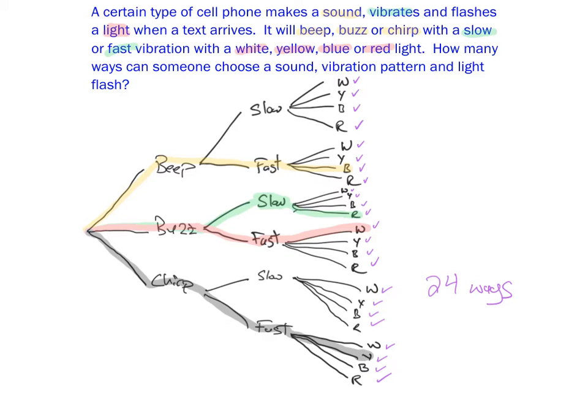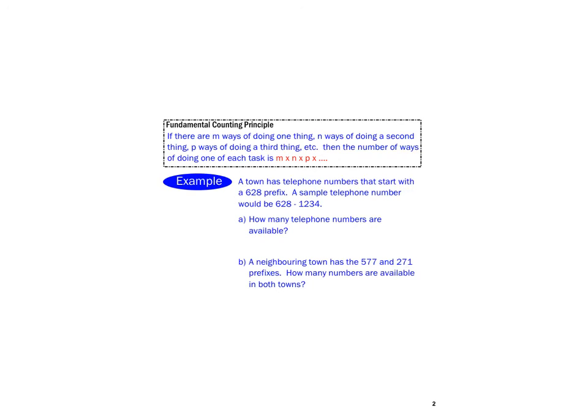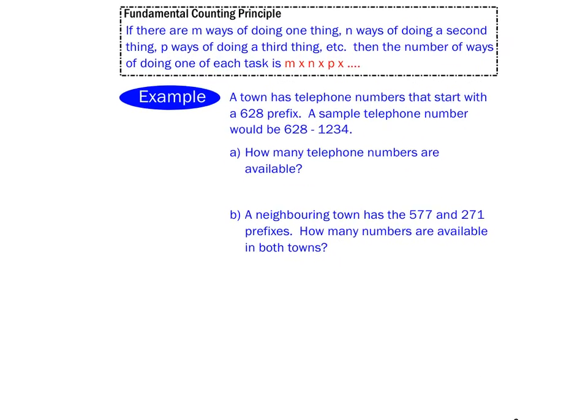Okay? For some people that want to get kind of funky with their phones, they may have a different pattern for every single person that they correspond with. Maybe their auntie would have a beep, a fast vibration, and a red light. But their cousin might have a chirp, a slow vibration, and a yellow light. So that's how we represent the number of possibilities, with a tree diagram. And we can see that there's a total of 24 different patterns. All right. And now let's talk about the fundamental counting principle.